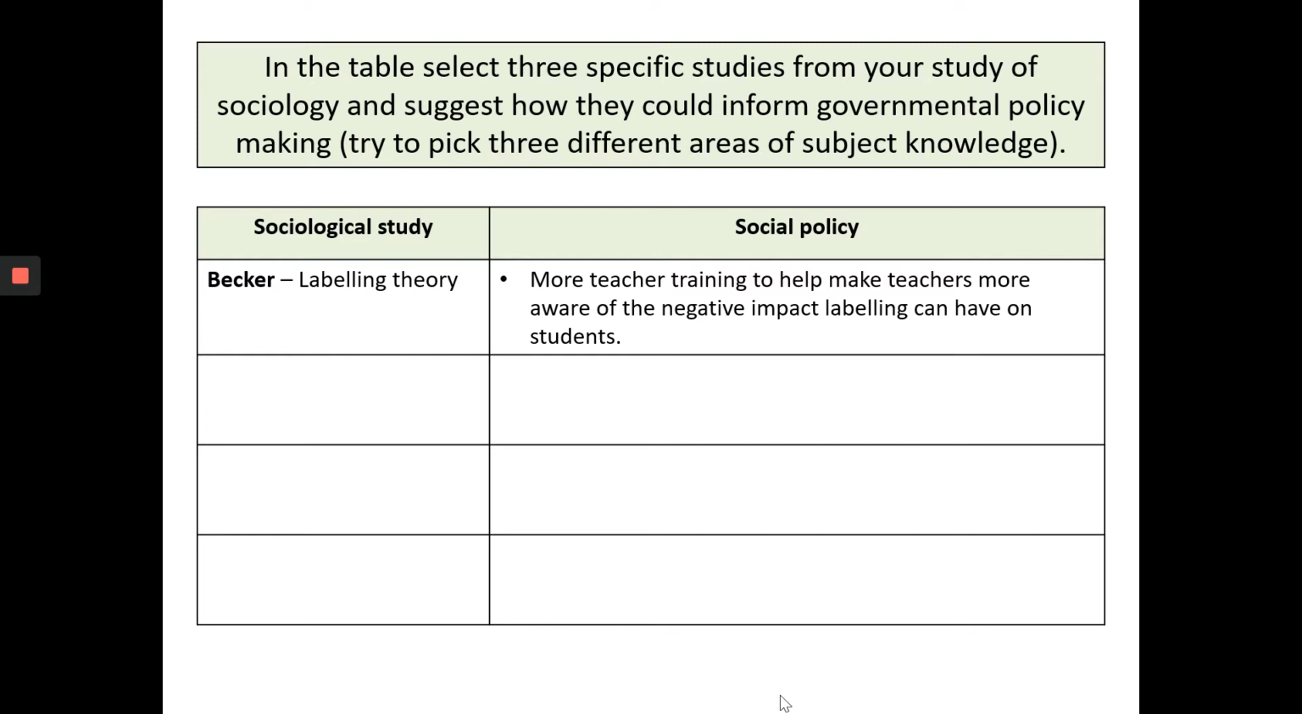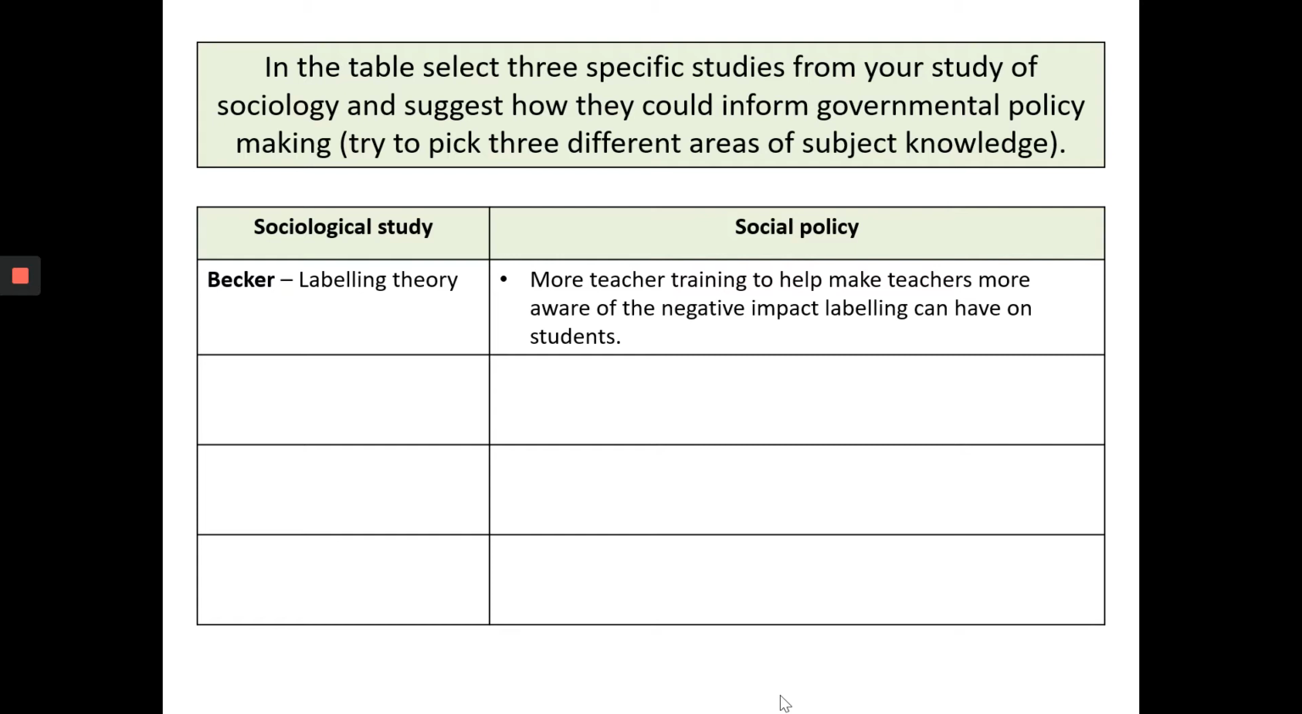So I've picked Becker's labelling theory as a study. This could inform government policy because it might lead to more teacher training to help teachers become more aware of the negative impact labelling can have on students. So that's an actual policy, that idea of giving more teacher training on that issue, that's a government policy, or could be a government policy.